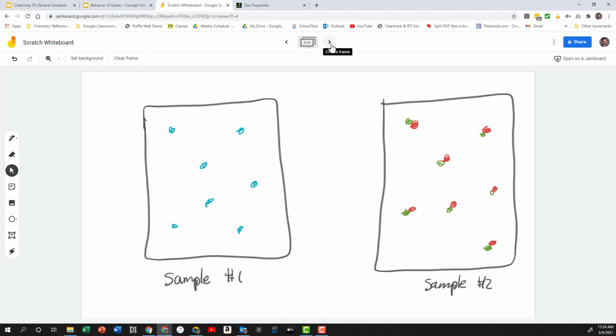But in order for these to have the same number of particles, the volume in sample 1 has to equal the volume in sample 2, and the temperature in sample 1 must equal the temperature in sample 2, and the pressure must be equal as well. Oftentimes, they'll use STP as the standard temperature and pressure, and they'll say the same volume will have the same number of particles.